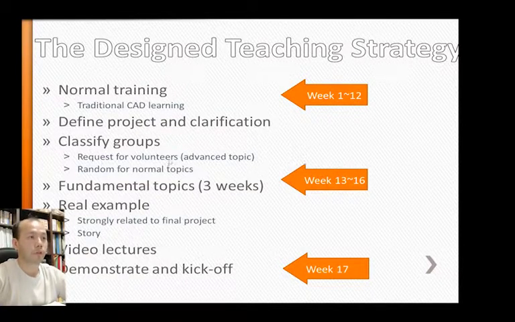And we have two different topic sets. The advanced topic is a request for volunteers. The other groups then choose the second topics; they are randomly assigned into five different topics. Okay, so finally we have six topics. One is the advanced topic, for volunteers. And the remaining students are assigned into the normal topics randomly.